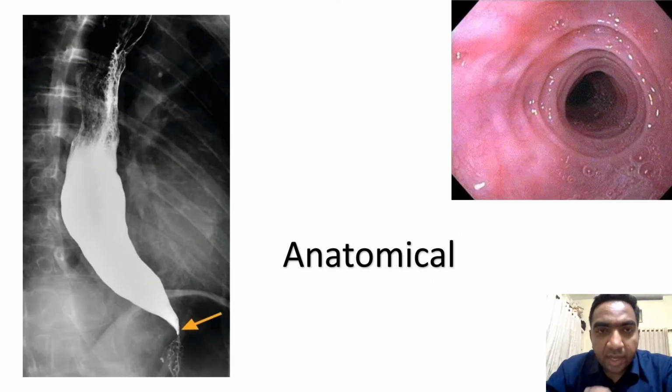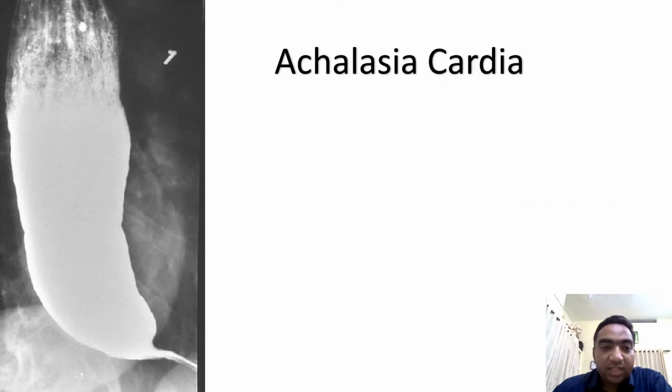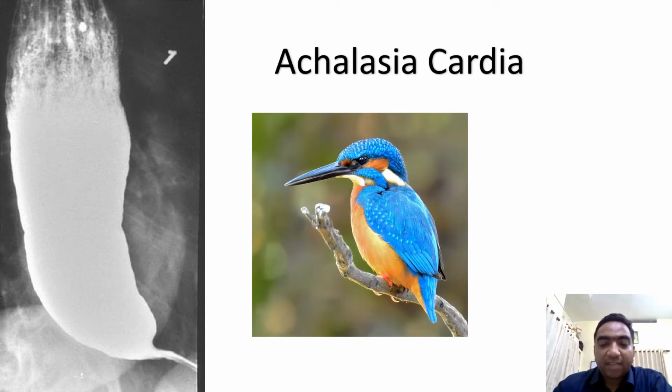Initially there were only anatomical studies like barium and endoscope. One of the first esophageal disorders to be identified is achalasia cardia. In achalasia cardia, you can see the lower esophageal sphincter does not relax properly. So it causes a functional obstruction in the esophagus. The classical appearance is a bird beak appearance.